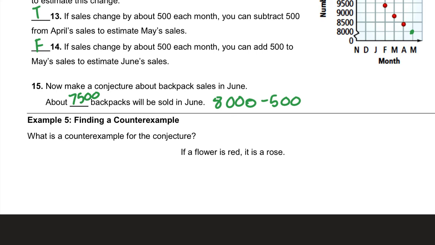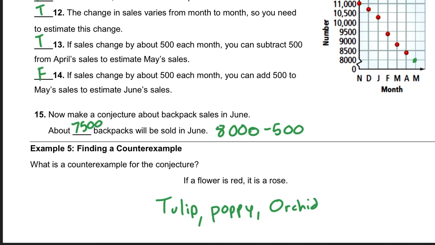So there's a lot of counterexamples to this. First thing that comes to my mind, I think I've seen red tulips before. So a tulip would be a counterexample. I think poppies are red. And I think there are some orchids that are red. Any flower that's red and not a rose works. That's all a counterexample is. It's an example that disproves another statement. So this should be enough to go off of for you to do the practice. Just remember those terms, conjecture and counterexample, because those are going to be referenced throughout this chapter.